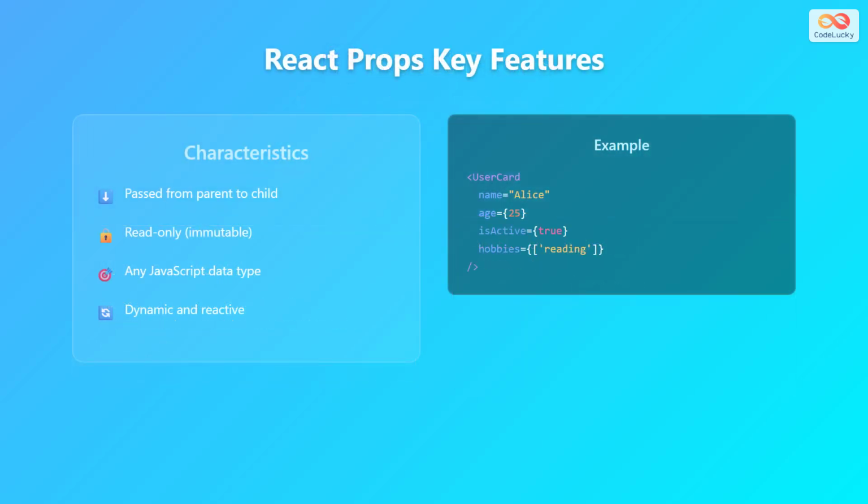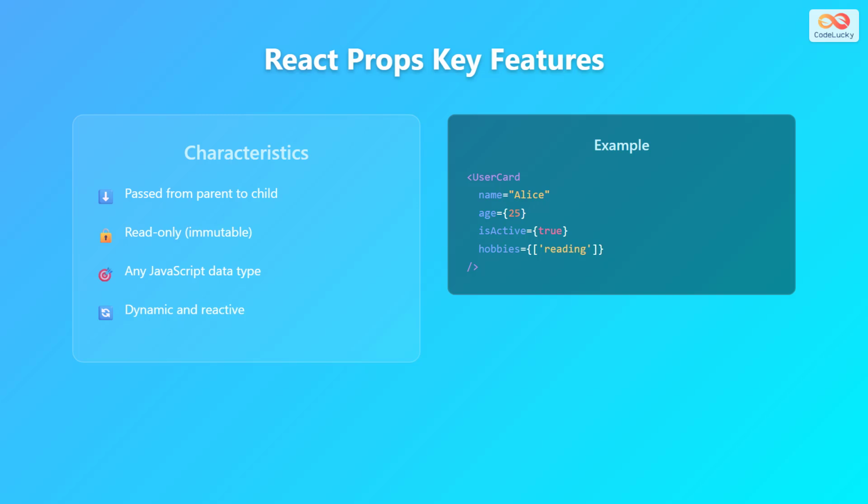React props have key features. They are passed from a parent component to a child component. They are read-only or immutable, meaning a child component cannot directly modify a prop passed to it by its parent. Props can be any JavaScript data type, including strings, numbers, booleans, arrays, and objects. They are dynamic and reactive, so when a parent component updates the value of a prop, the child component automatically re-renders with the new value.